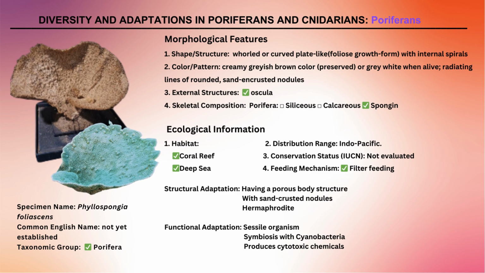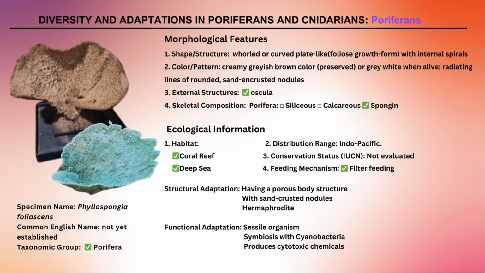For its feeding mechanism, as a filter feeder, the sponge relies on its porous structure, mainly oscula and ostia structures, to draw in water and trap food particles. The choanocytes or collar cells also create a current that helps bring water through the sponge where suspended particles such as plankton are captured and ingested. For its structural adaptations, Phylospongia foliescens has several adaptations that aid its survival.